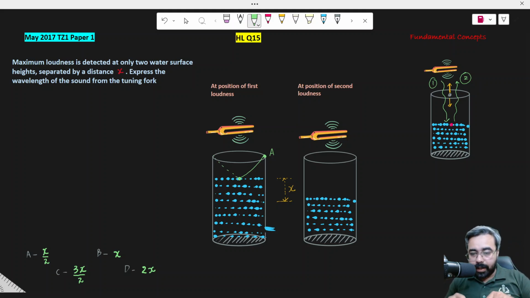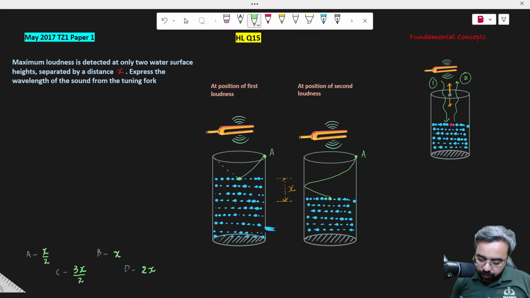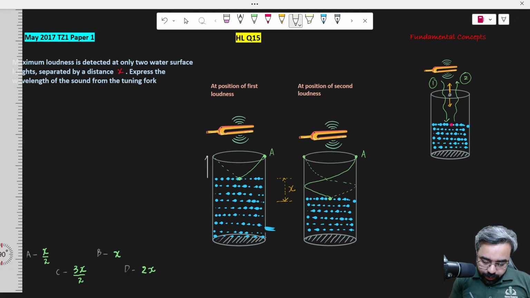Now, at the position of the second loudness, we have to draw the next harmonic, which is the third harmonic. Okay, so this is obviously the antinode, and then this is a node, right? But there will be another antinode because it is a next harmonic. So the wave should be drawn like this. I hope you understand. So we can say that because this is the distance from antinode to node, that must be lambda over 4, obviously.